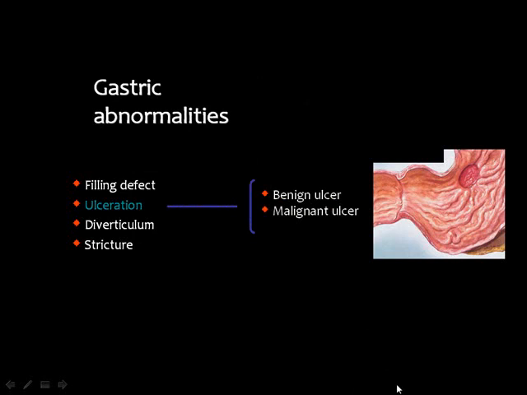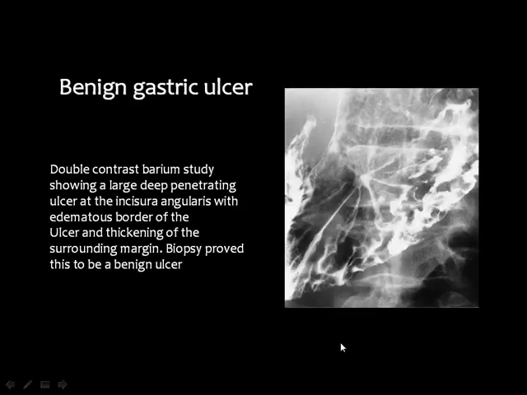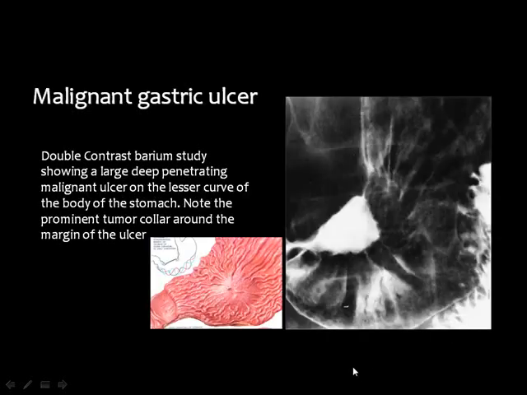Then you came to the gastric ulcers, and we have two types, the benign ulcer and the malignant ulcer. And there are a lot of differences between both. In the benign ulcer, you see an area of damaged mucosa, and you can see that the mucosal folds reach the edge of the ulcer. This is a character of a benign lesion.